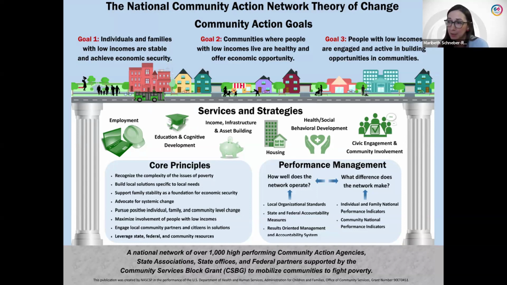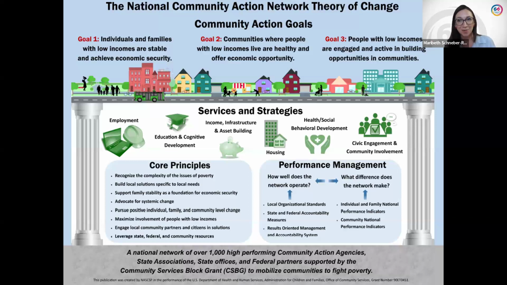That also gets into building local solutions specific to local needs, because maybe in my community, we have a really strong employment network, and maybe not in your community, right? Or maybe we have a really strong education system and maybe not in your community. And so you can best pick the services and strategies that reflect the needs of your local community. And then you see, again, those services and strategies that we hope move us towards those broader national goals, okay?